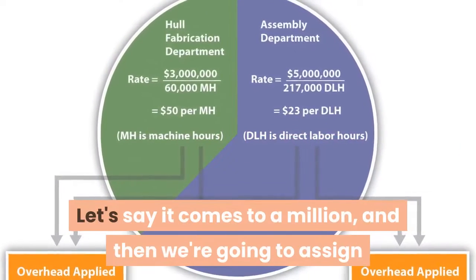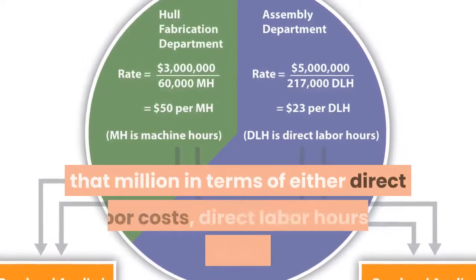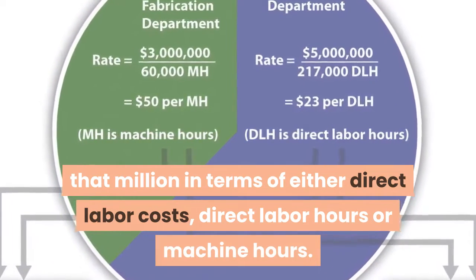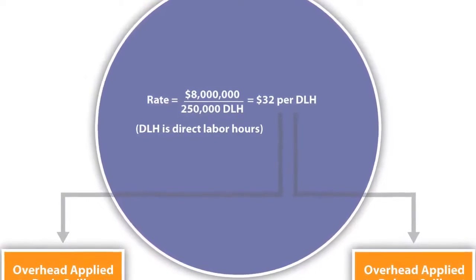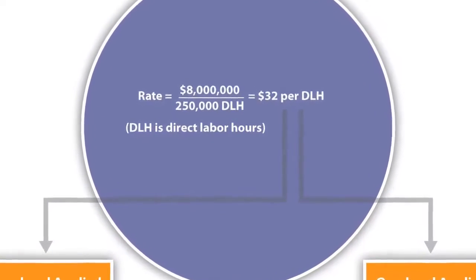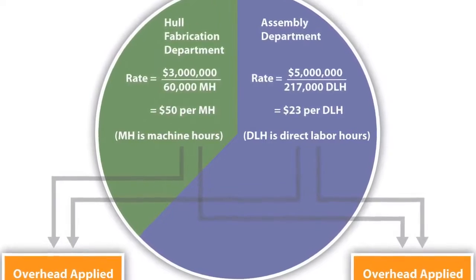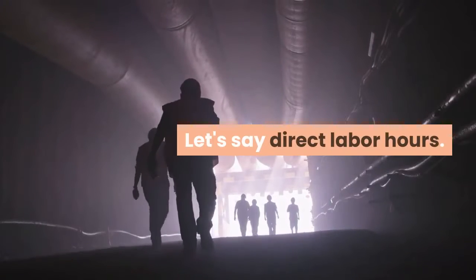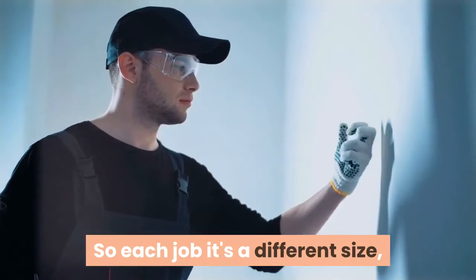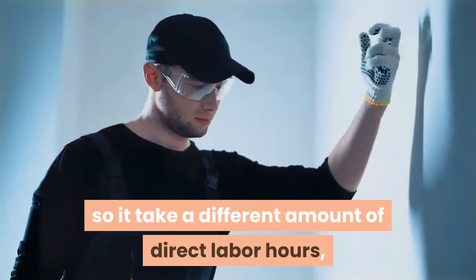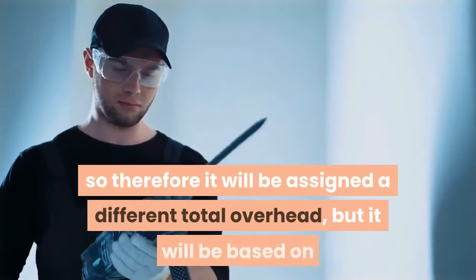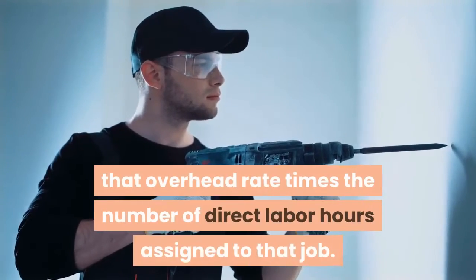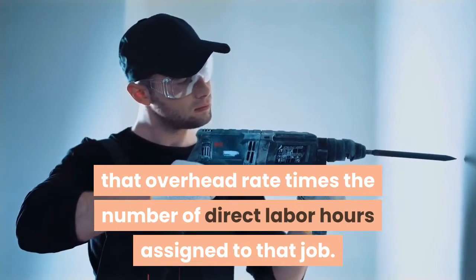Let's say it comes to $1 million, and then we're going to assign that $1 million in terms of either direct labor costs, direct labor hours, or machine hours. These 3 things we can measure exactly on each job. We only use one of these activity bases. Let's say direct labor hours. Each job is a different size, so it takes a different amount of direct labor hours, and therefore it will be assigned a different total overhead, based on that overhead rate times the number of direct labor hours assigned to that job.